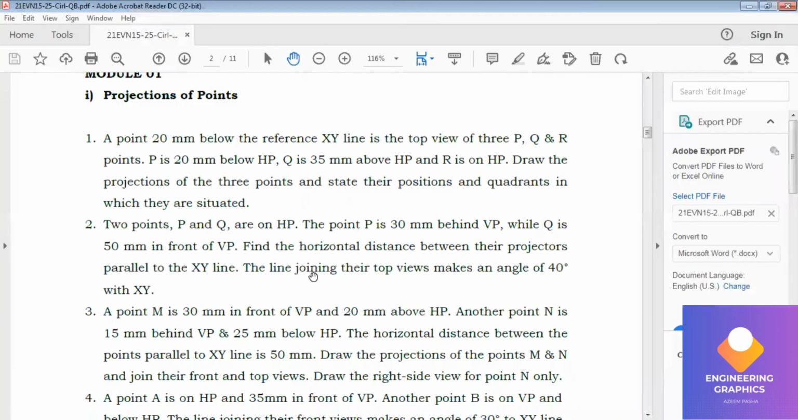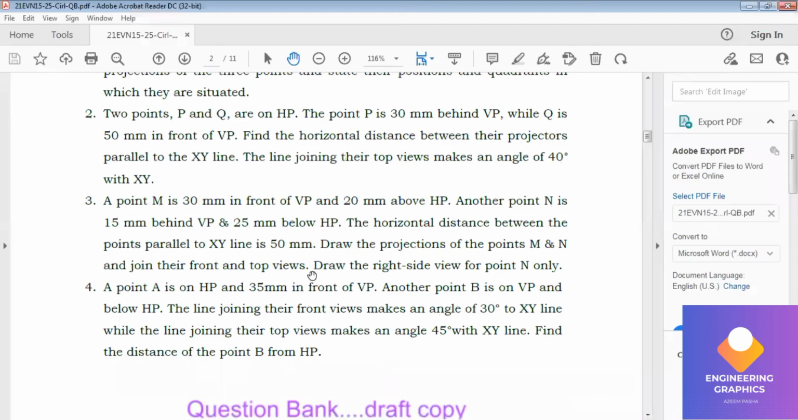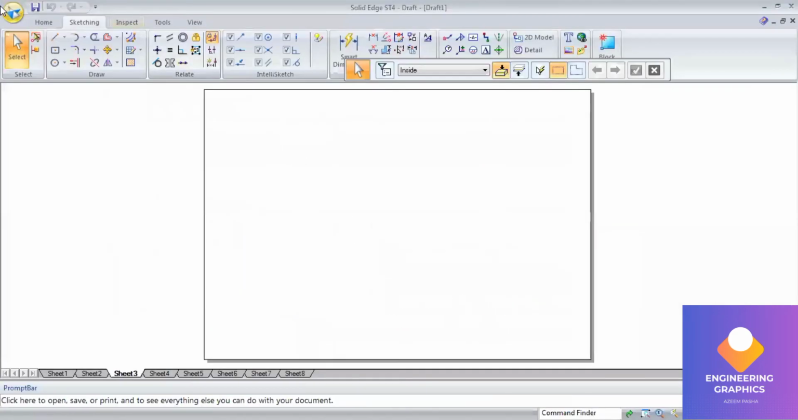Now we are moving on to the third problem, problem number 3. A point M is 30 mm in front of VP and 20 mm above HP. Another point N is 50 mm behind VP and 25 mm above HP. The horizontal distance between the projectors of the points, parallel to XY, is 50. Draw the projections of points M and N and join their front and top views. Draw the right side view for point N only. For the point N, we have to draw the side view, that is the right side view.